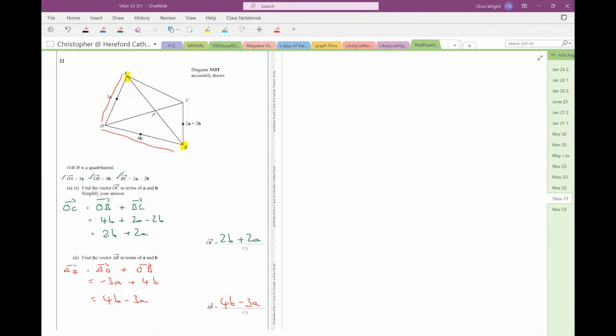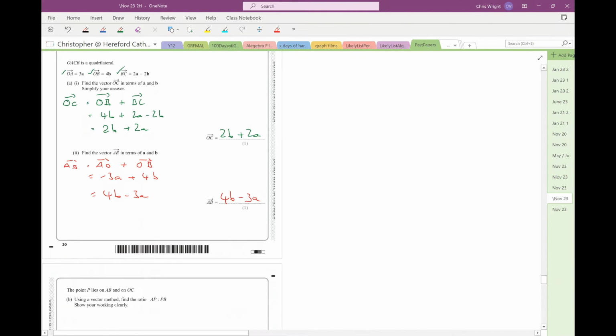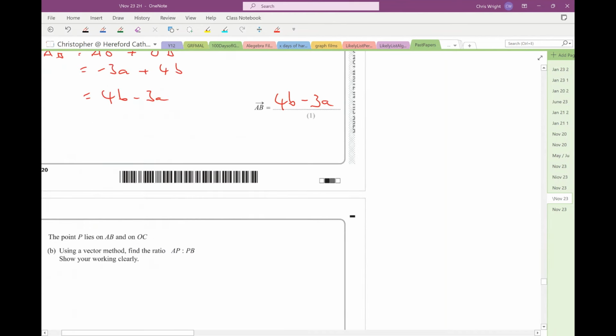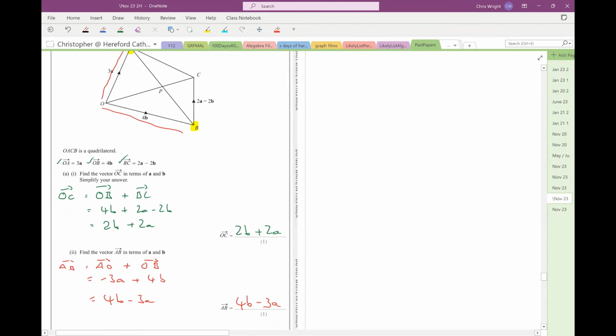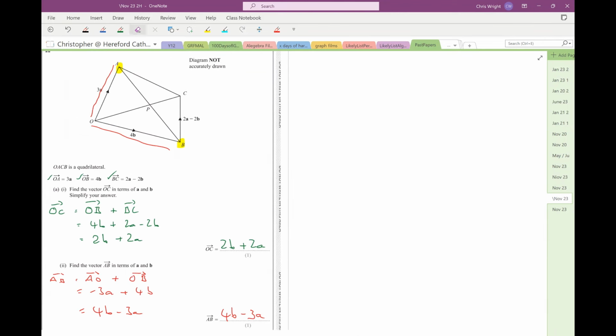Right, part B. Now part B asks me to find the ratio using a vector method AP to PB. Now I'm going to do that up here so I can have the diagram handy. If you were doing this on paper, presumably the page you're now working on would be opposite the page with the diagram. So here's my part B. I'm going to do it here, and I'm finding the ratio AP to PB. Now there's a set way of doing these. As I say, if you want some practice, leave me a comment and I'll give you a link or two.